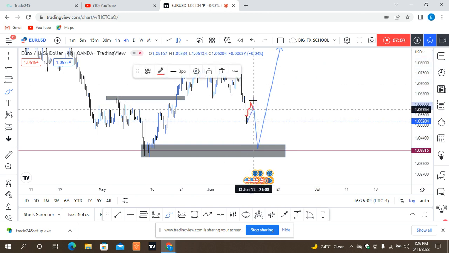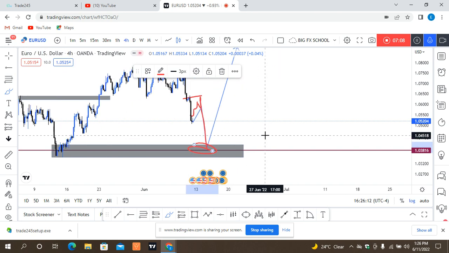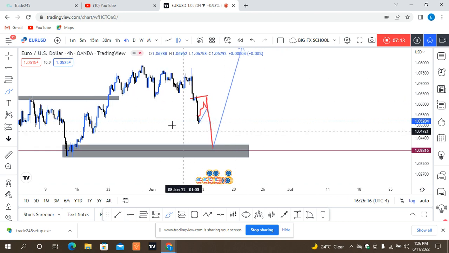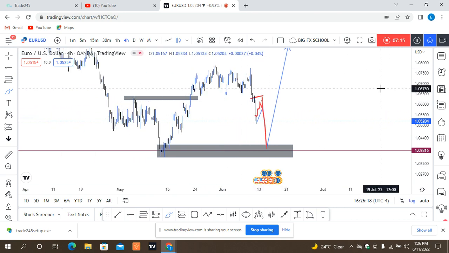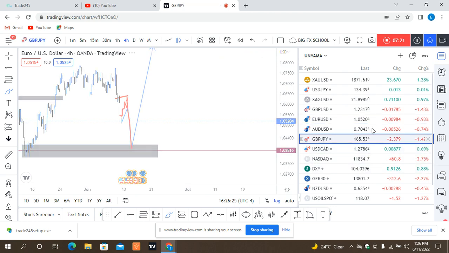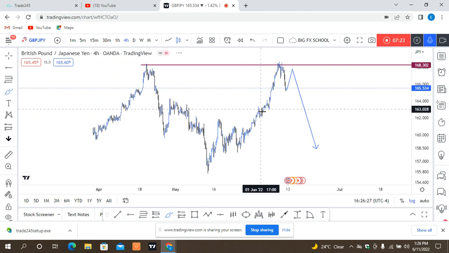So what to do? Just wait for the correction, maybe to that level, to set a short entry to this zone, and then here is where we are going to be looking for the setup that we can swing to the upside.